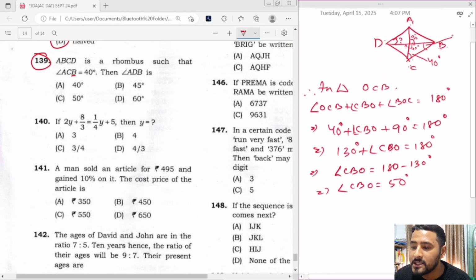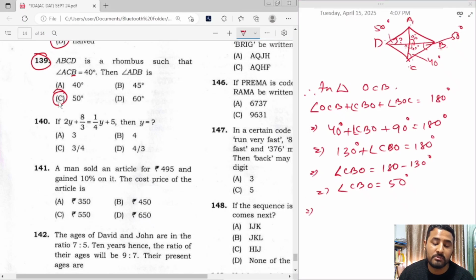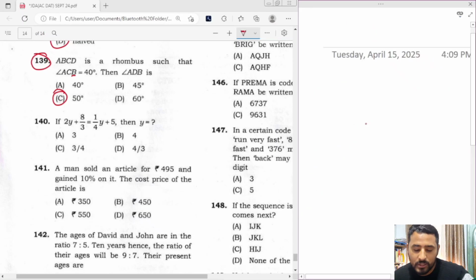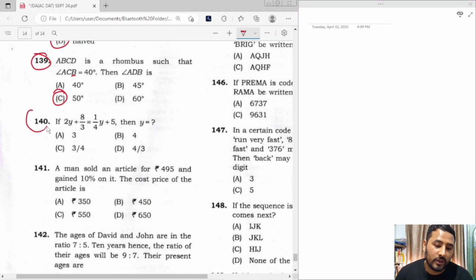This angle is 50 degrees. Means if this angle is 50 degrees, the alternate angle will also be equal. That means this angle also has to be 50. You already know the answer. It will be option number C, that's 50 degrees. But to show this, angle CBO is equal to angle ADB, since they are alternate interior angles. Okay, so the answer will be 50 degrees. I hope it is clear. Let's go to the next question, question number 140. Almost done.